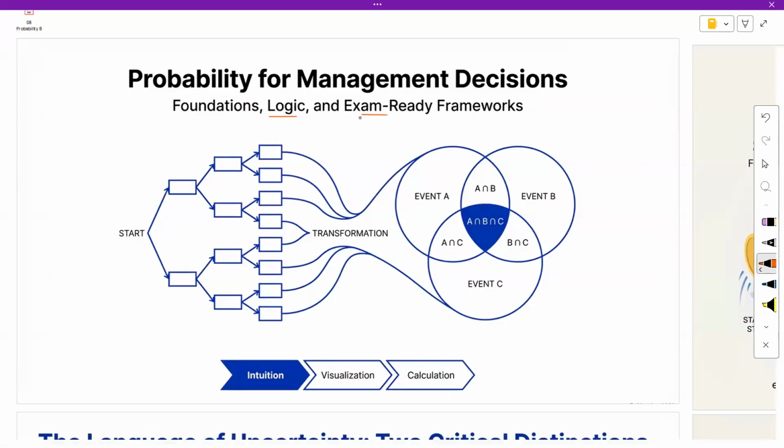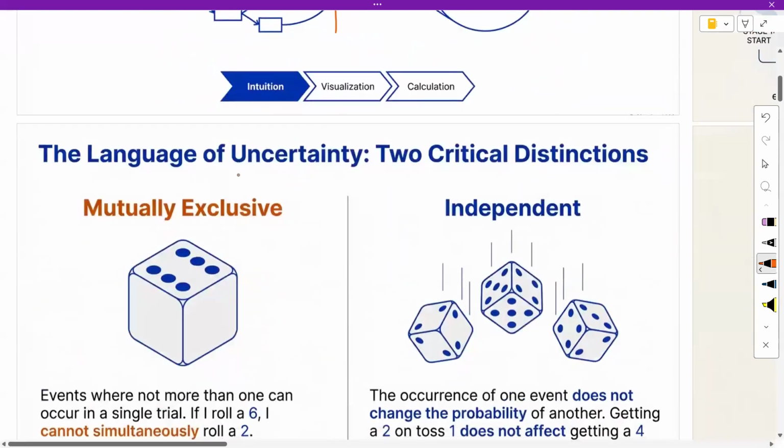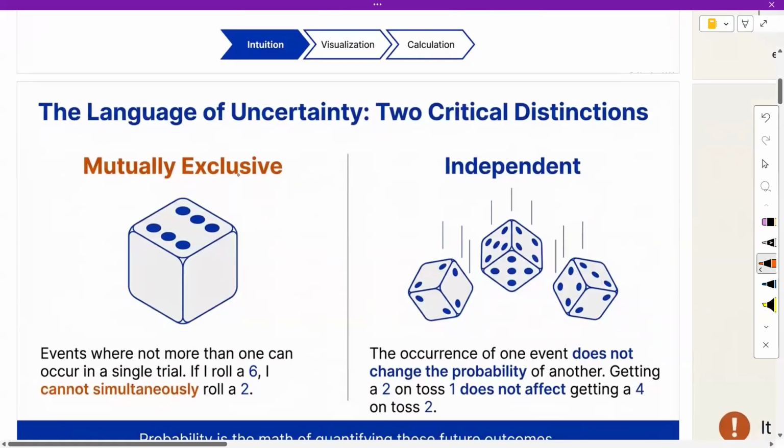Here you can see two types of diagrams. This is called a tree diagram, and this is a Venn diagram. These two techniques are commonly used when understanding probability. Right? Let's see. The language of uncertainty. So, uncertainty.